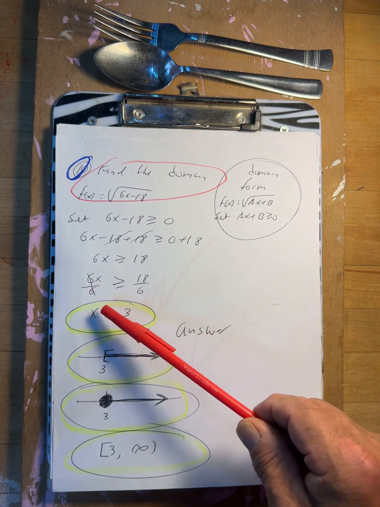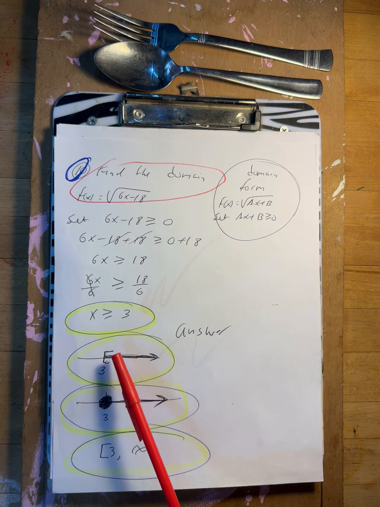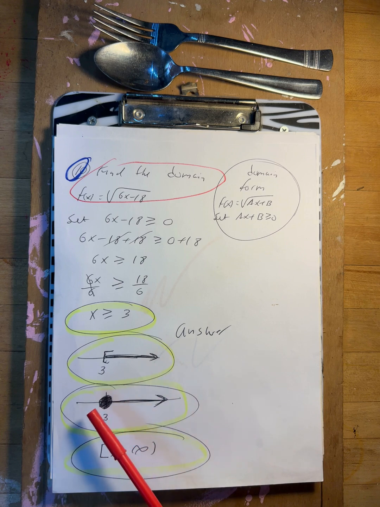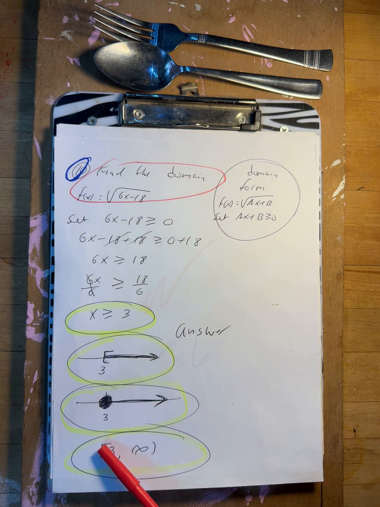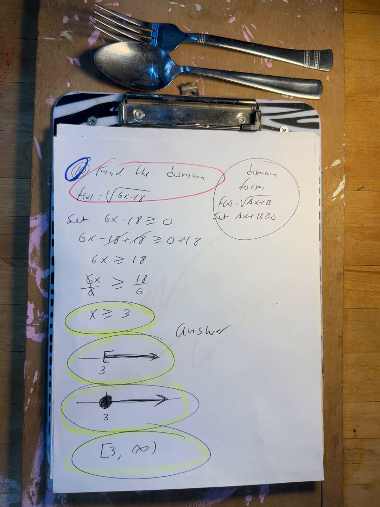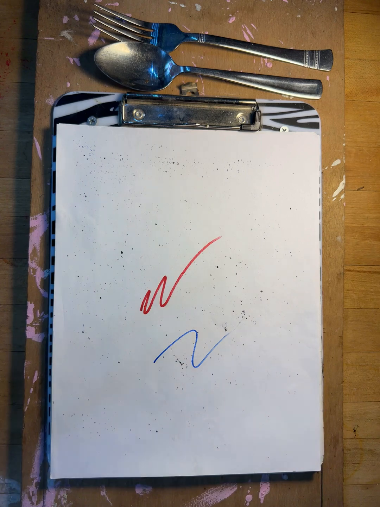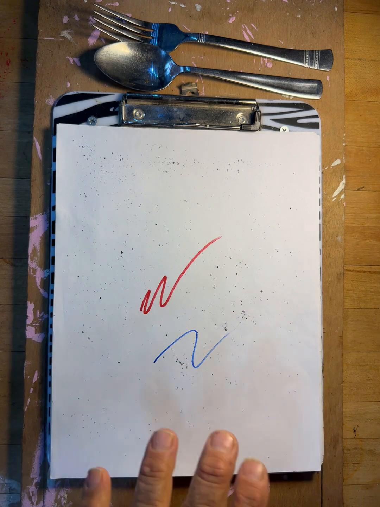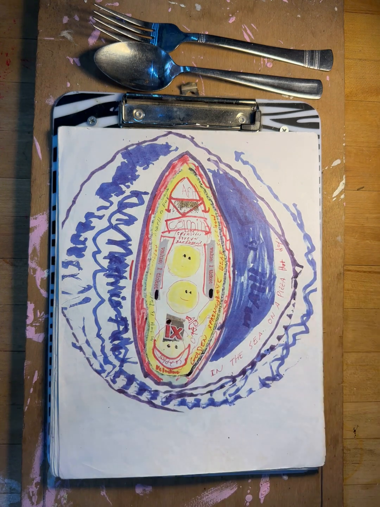So this is going to be x is greater than or equal to what? 3. Or including the 3 this way. Or including the 3 going this way. Or including the 3 to infinity that way. Okay, use this formula right here to find the domain of that square root of 6x minus 18 function. Okay, so now what? That's it for now. That's 1 through 10.